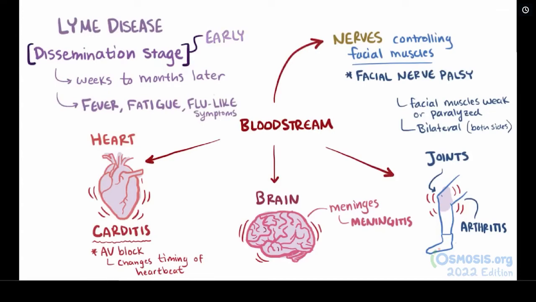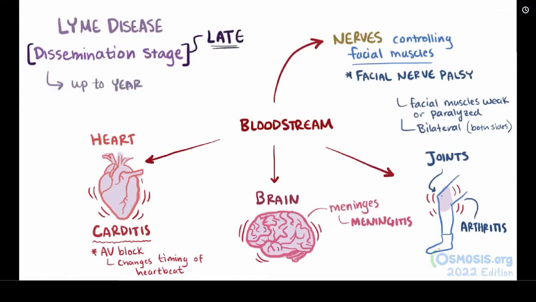If the disease is allowed to progress further to the late dissemination stage, which can generally be up to a year after infection, the major symptom is chronic arthritis of either one joint or a few joints, commonly involving the knee.